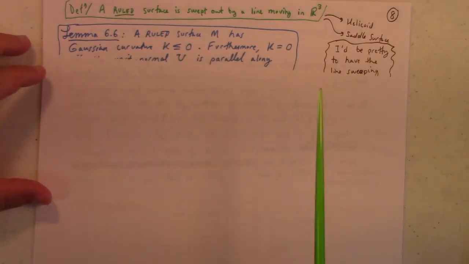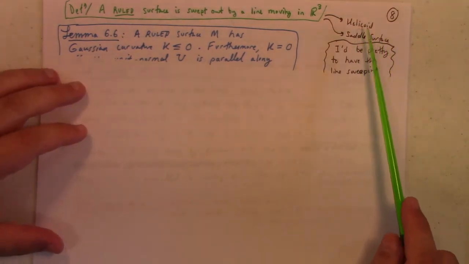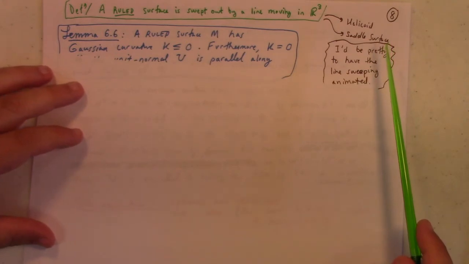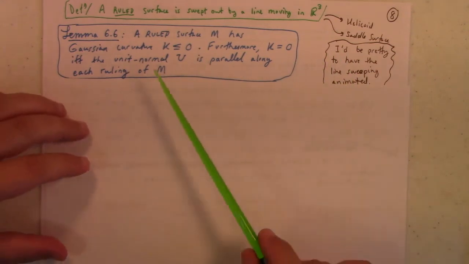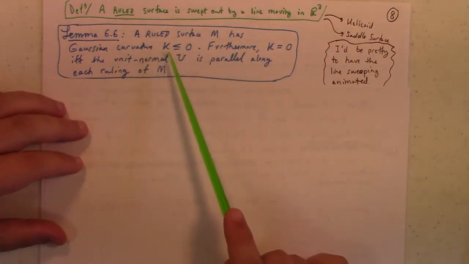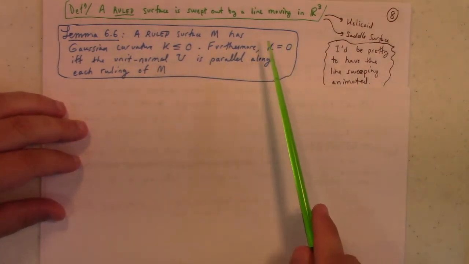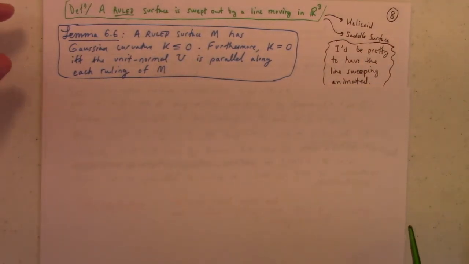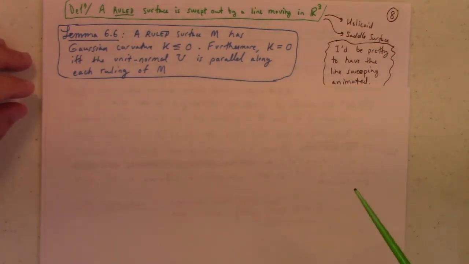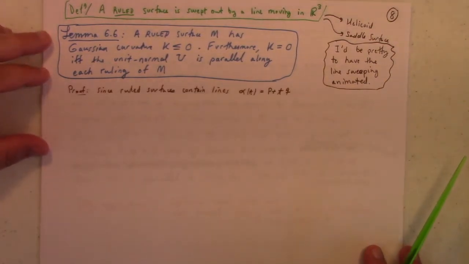A ruled surface is swept out by a line moving in R3. Examples of a ruled surface are a helicoid and a saddle surface. It'd be cool to have an animation of that, by the way. I don't have one at the moment. But here's a lemma for you. A ruled surface M has a Gaussian curvature K less than or equal to zero. Furthermore, K is equal to zero if and only if the unit normal is parallel along each ruling of M. A plane is a stupid example of a ruled surface; the helicoid and saddle surface are pretty interesting examples of them.